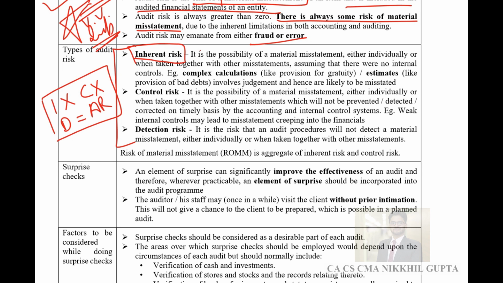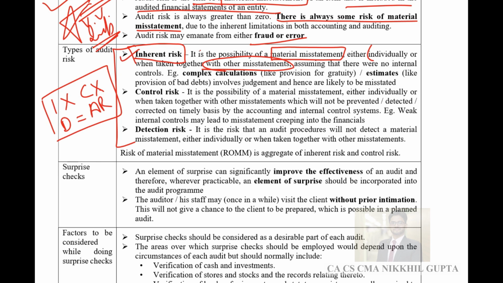These are certain inherent risks which exist in certain account heads, and this will always remain in an organization. In an audit, an auditor cannot reduce the inherent risk to zero. It can just manage the inherent risk by doing his work efficiently. Let's read. It is the possibility of material misstatement, either individually or when taken together with other misstatements, assuming that there were no internal controls. So either individually these misstatements are major, or when they are combined with other misstatements, they are above the materiality level, they are very, very important.